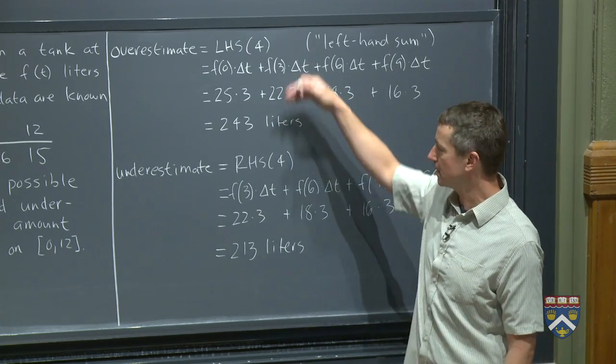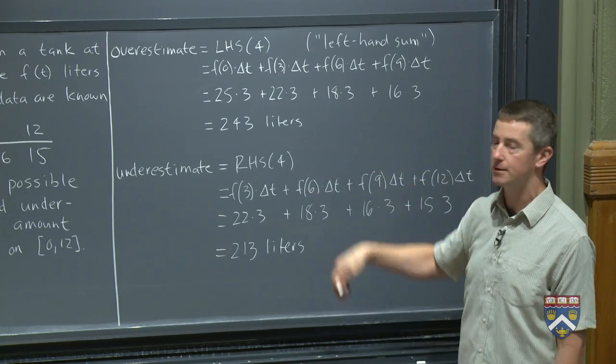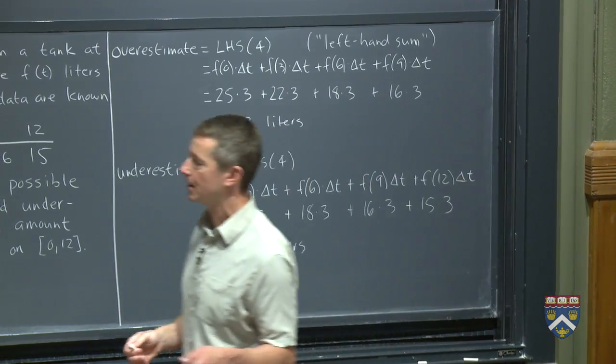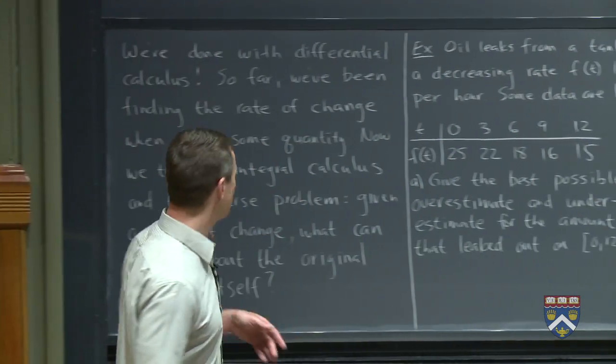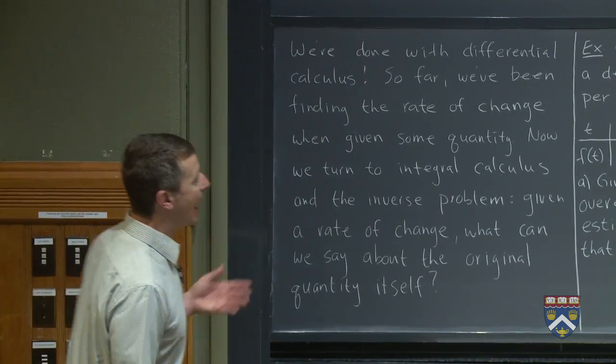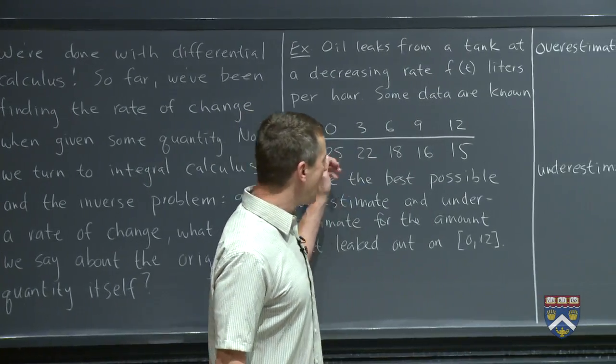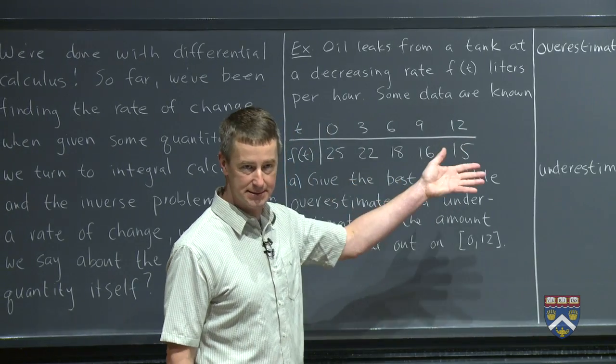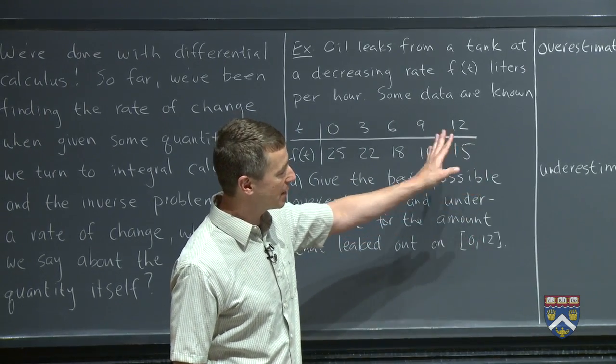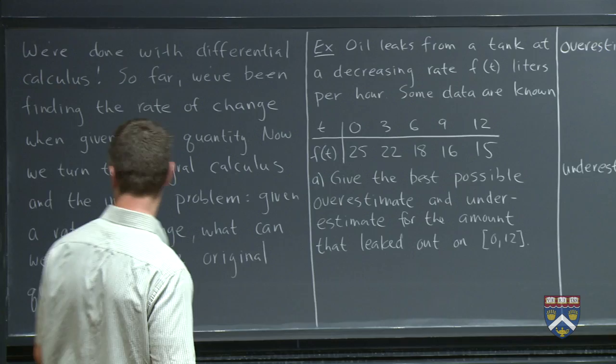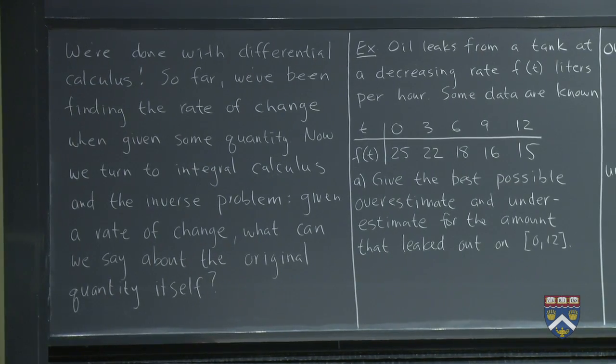So this is the left-hand sum, this is the right-hand sum. Here they're 30 liters apart. And you might be happy with that, or you might say, I wish I'd been able to get them closer together. How often would we have needed to measure these to get these sums to, say, within 3 liters of one another? So that's our next question.